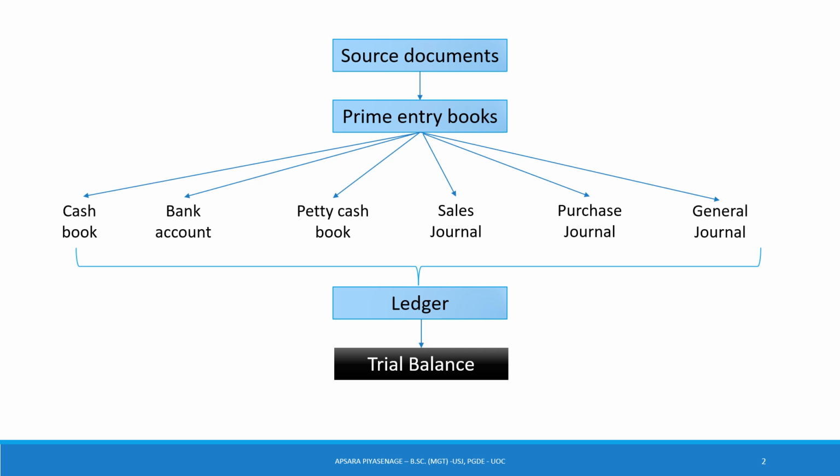the double entry principle. And at the end of the accounting period, you balance these ledger accounts. So those balances, debit balances and credit balances, are carried to or extracted to the trial balance. We prepare this trial balance by taking all the balances of the ledger accounts.